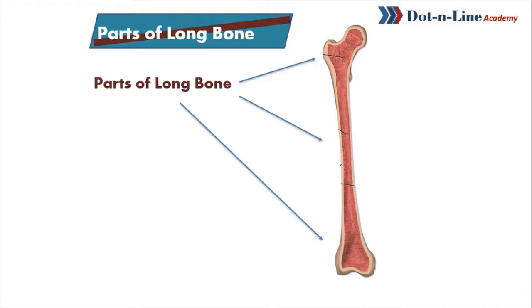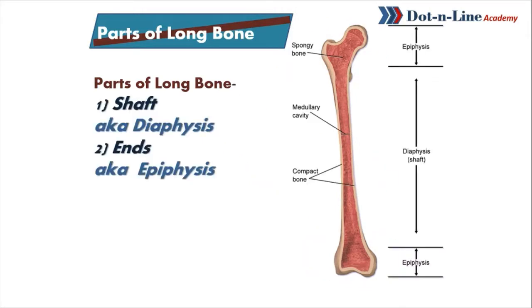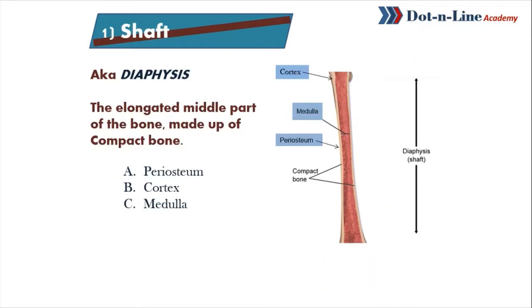First of all, we have to study the parts of bone. There are different parts of bone, and we will go through them one by one. Basically, there are two parts: the shaft and the ends, the diaphysis and the epiphysis. Epiphyses are the ends. Usually the bone has two ends, and the diaphysis is the middle part. First, coming to the diaphysis, it is the elongated middle part of the bone.